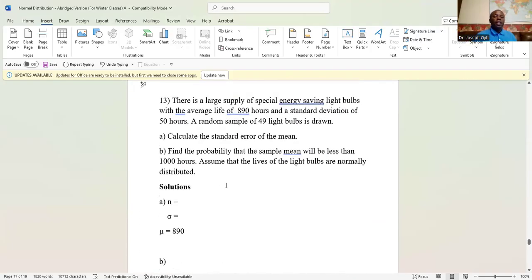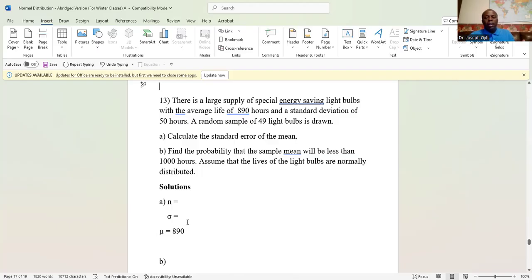It says there is a large supply of special energy saving light bulbs with the average life of 890 hours and the standard deviation of 50 hours. A random sample of 49 light bulbs is drawn. A, calculate the standard error of the mean. B, find the probability that the sample mean will be less than 1,000 hours. Assume that the lives of the light bulbs are normally distributed.